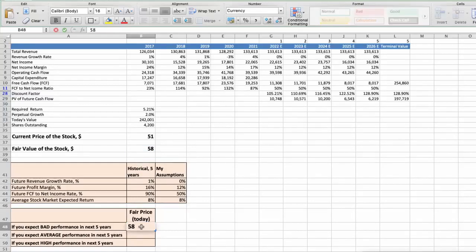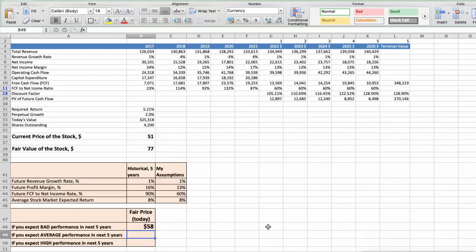Second scenario. Verizon will have average performance in next 5 years, and we will use the following parameters in our calculation. Future revenue growth rate would be average, 1%. Future profit margin would be average, 13%. Future free cash flow to net income rate would be average, 60%. In this case, the fair value of the stock today would be $77.